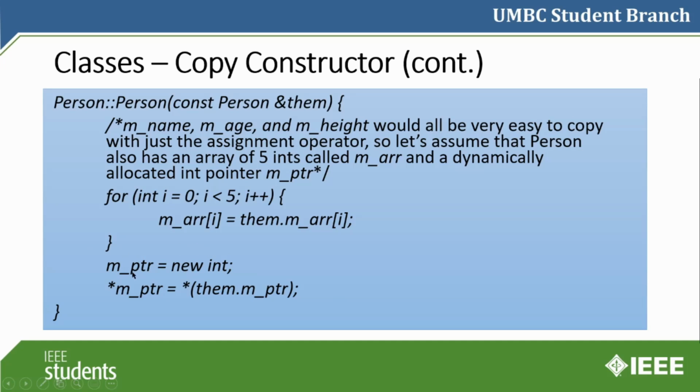Down here, we have another example with, once again, pointers, where we create a new int, which gives us a value for m pointer, which we dynamically allocated as an integer that it will reference. And then we have to make sure that we dereference m pointer and assign to that the value of the dereferenced m pointer from the other instance of the class.